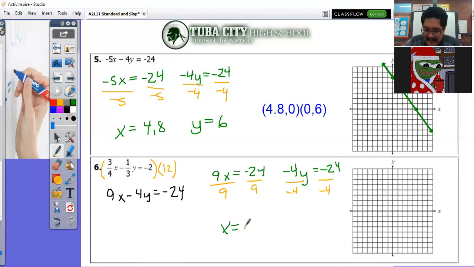So in this case, I don't know what this one is off the top of my head. So 24 divided by 9 is 2.6. Now it's supposed to be 2.6666 repeating, but again, my graph is not going to be that precise. So for this one here, 24 divided by 4 is going to be 6. And it's negative divided by negative, so it's positive.